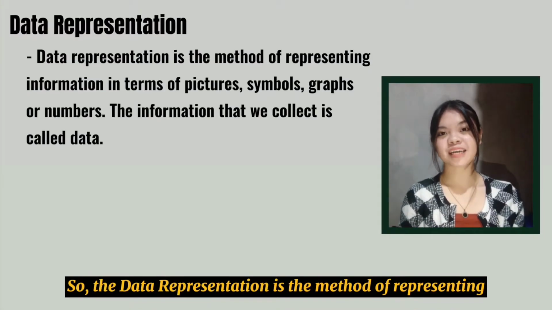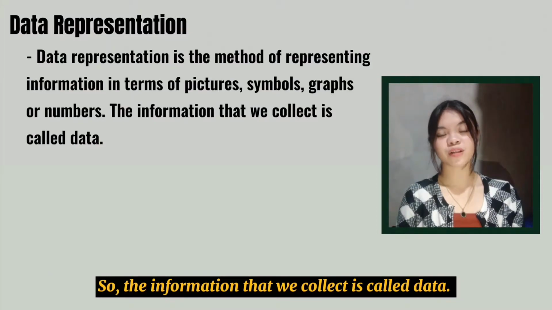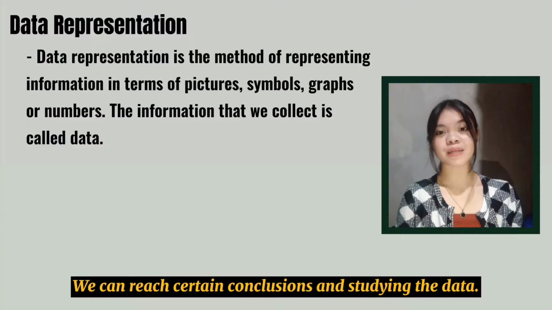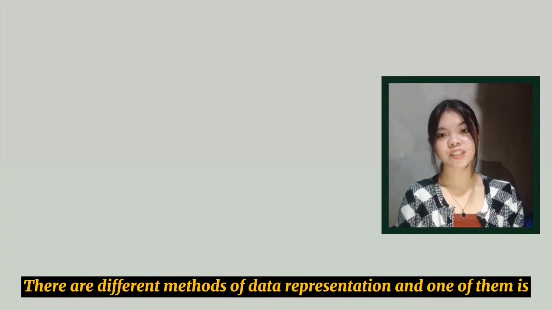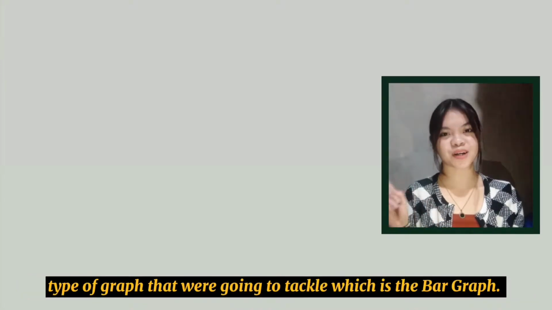So data representation is a method of representing information in terms of pictures, symbols, graphs, or numbers. The information that we collect is called the data. We can reach a certain conclusion by studying the data. There are different methods of data representation, and one of them is the type of graph that we are going to tackle, which is the bar graph.